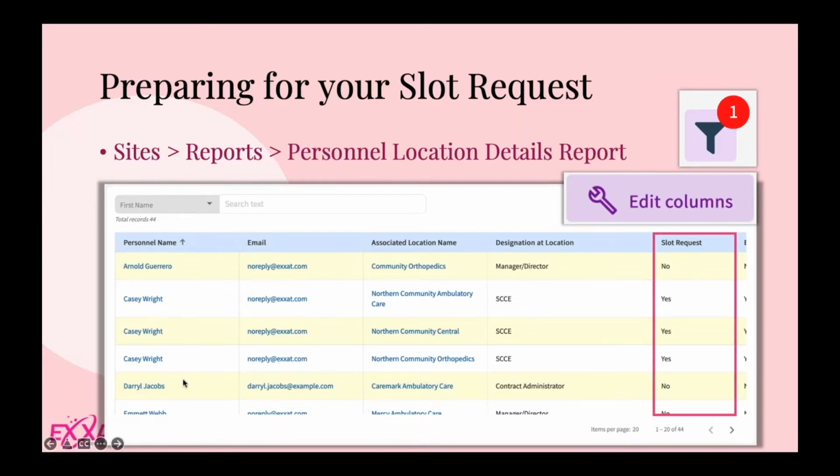So the personnel is going to be in the first column, and then all the other ones that you might need to use are after that. It'll show you the email address for that person, the associated location names, and the designation of that person. You can also see in the slot request column whether or not that person has been selected to receive the slot request. You can make any changes by clicking on the name of the person in the personnel column, and that will allow you to edit whether or not they receive the slot request.